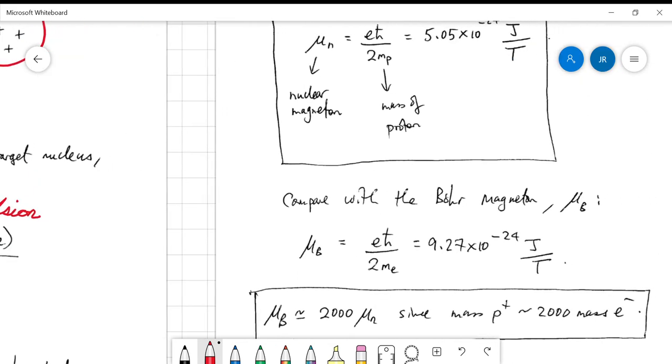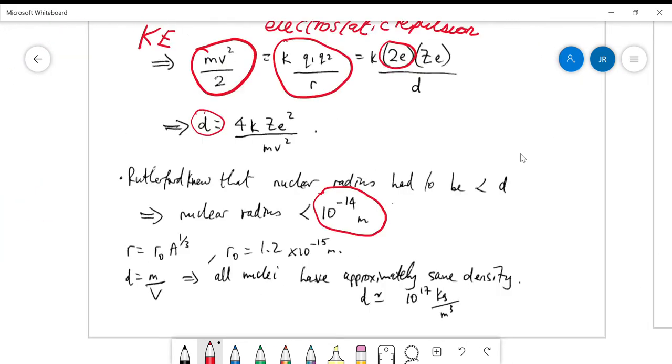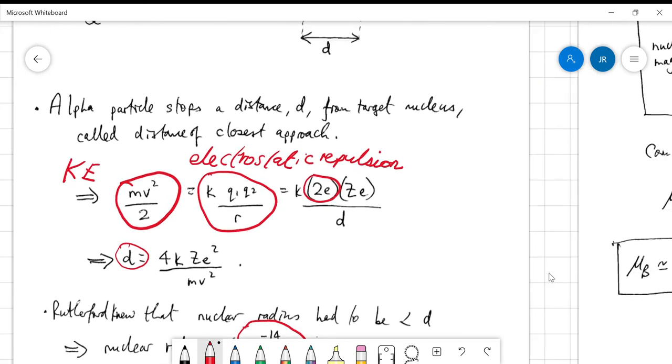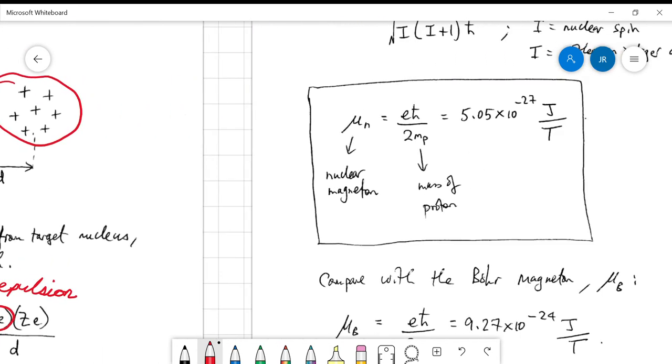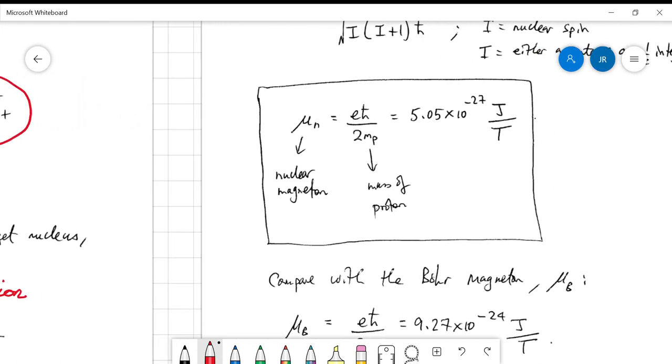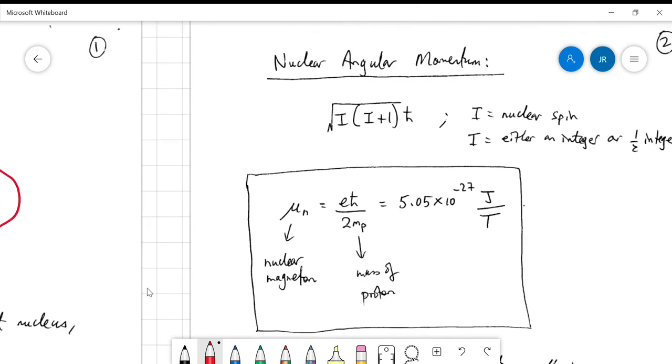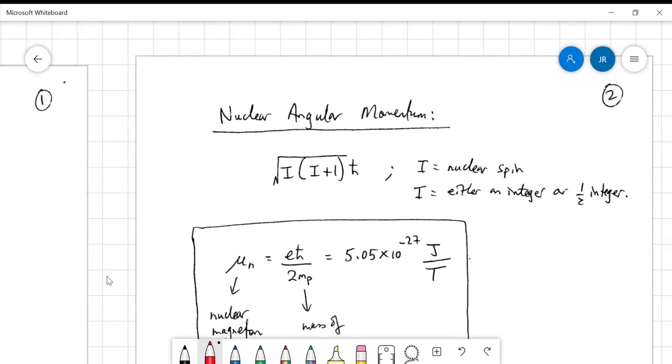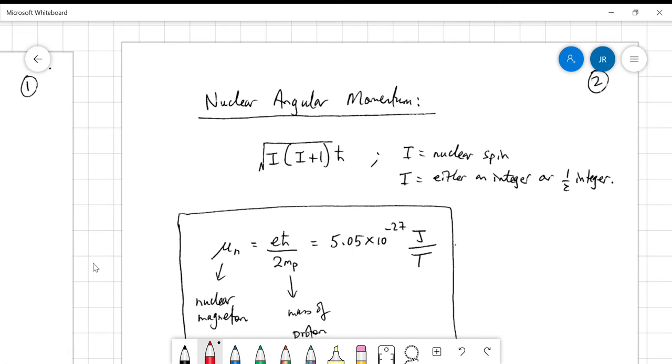Okay, so that's the first page. Let's see if I can manage to get access to the second page. Again, we're trying this. This is a new way of me trying to present my notes to my class. Let's see. Okay, nuclear angular momentum.